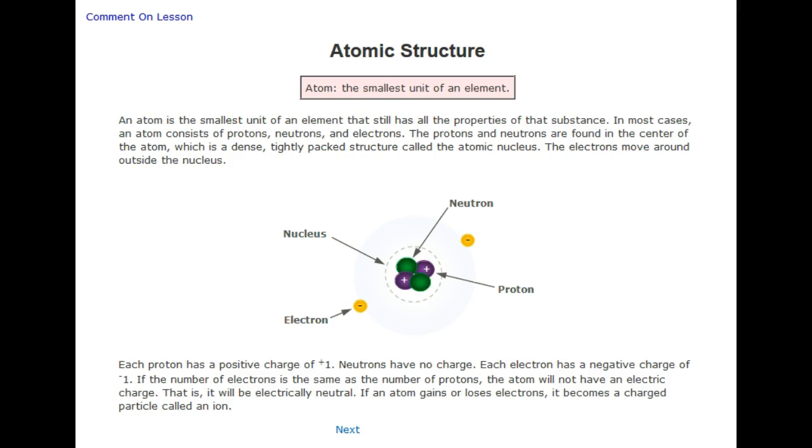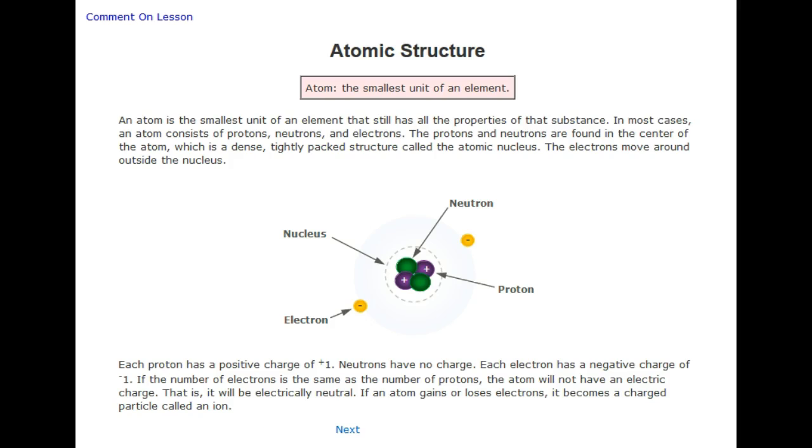The atom is the smallest unit of an element. An atom is the smallest unit of an element that still has all the properties of that substance. In most cases, an atom consists of protons, neutrons, and electrons. The protons and neutrons are found in the center of the atom, which is a dense, tightly packed structure called the atomic nucleus. The electrons move around the outside of the nucleus.